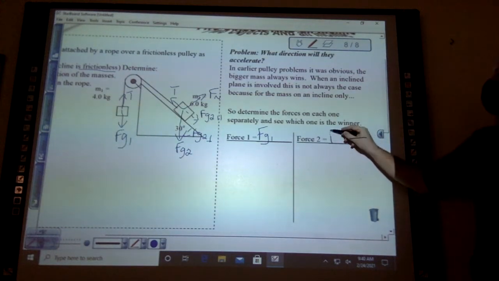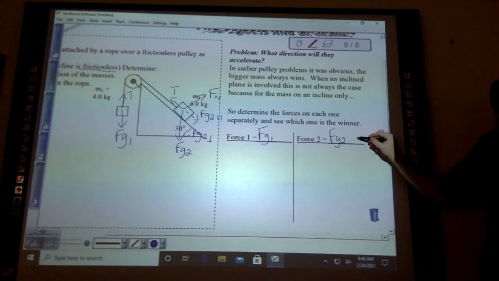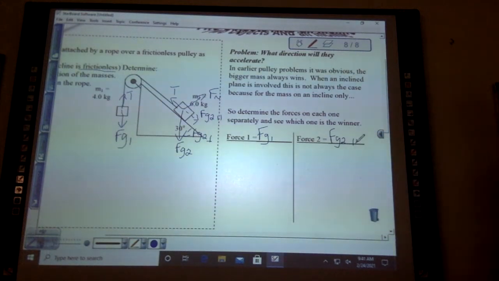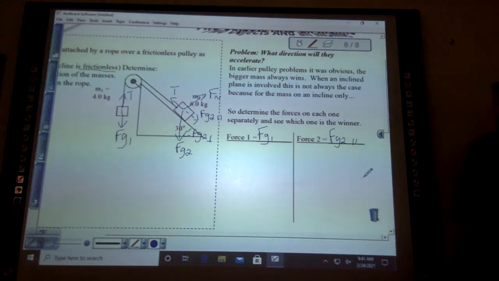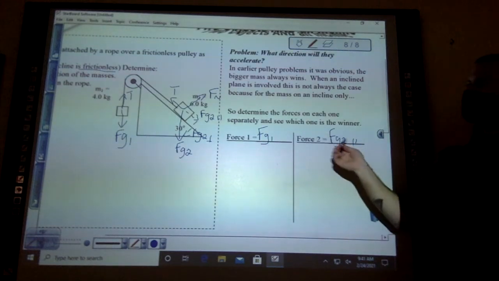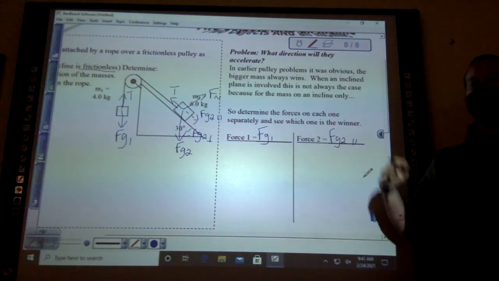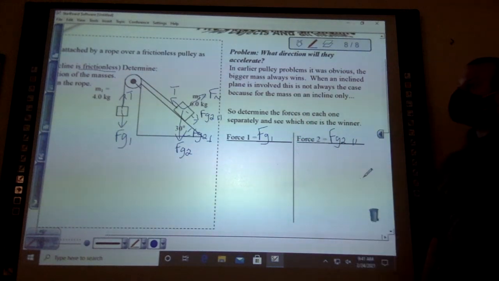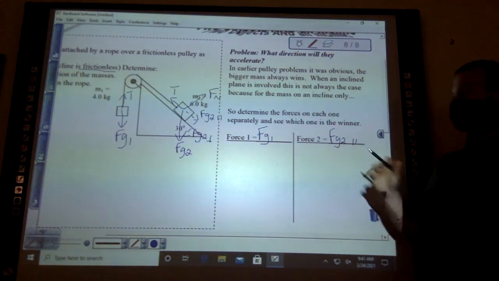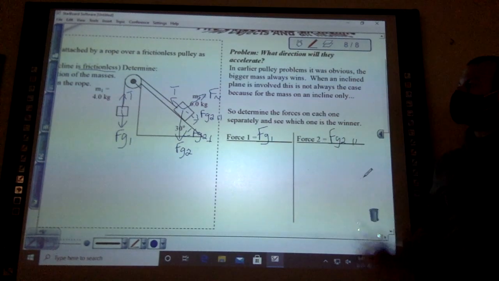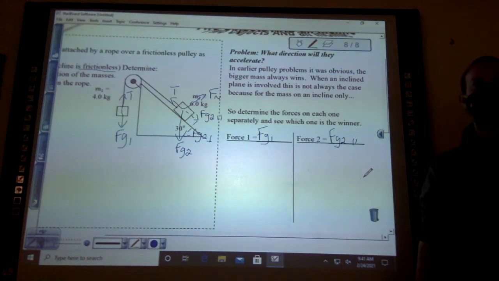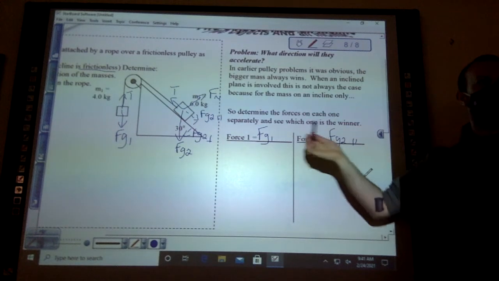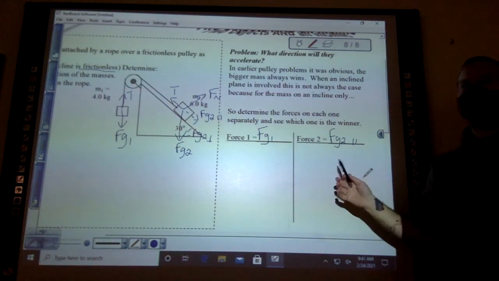So yeah, this FG2 parallel is what is causing our system to move in the other direction. These two forces are battling it out. Whichever one of these two forces is bigger tells you the direction of motion. So before we can make the F-net equation, before we solve for acceleration or the tension, I first need to figure out which one wins. Don't assume, because if you don't do this on the test, you lose marks. I need to see that you do this first.